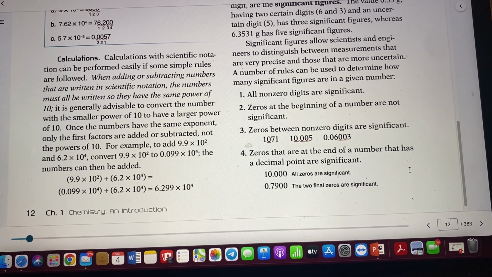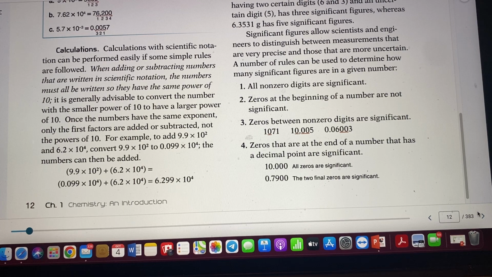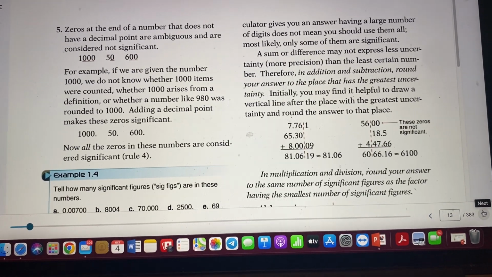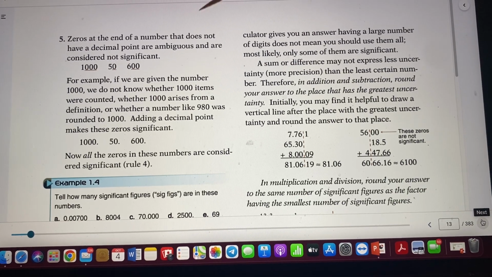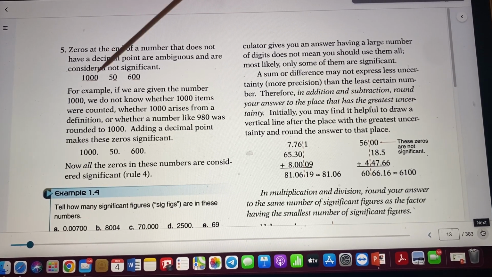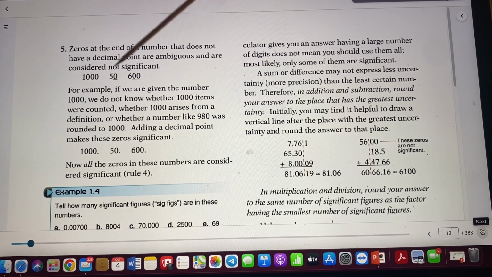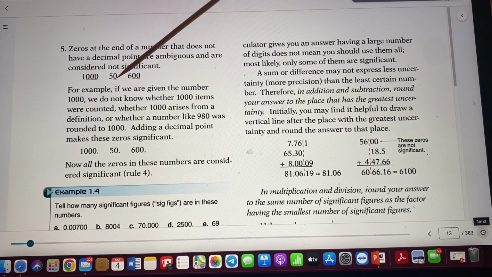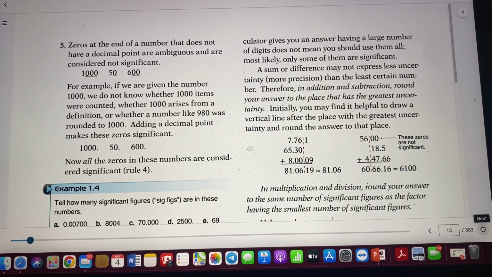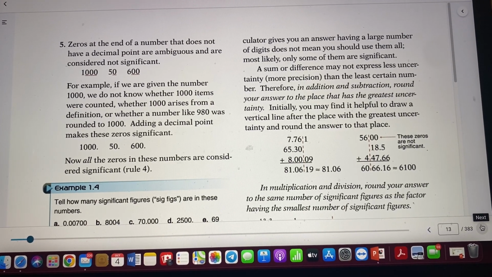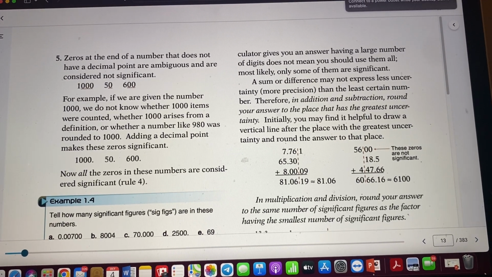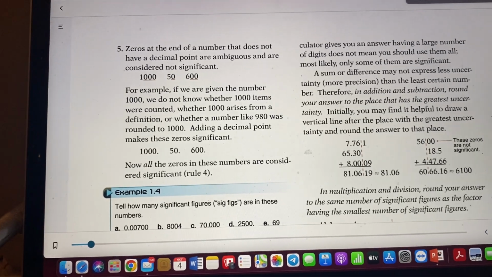So let's go on to the next page here. There's another rule I have to cover. Zeros at the end of a number that does not have a decimal point are not significant. So these 3 zeros in 1,000 are not significant. In this 50, that zero is not significant. So now we have to go by the numbers. Well, let's go through the examples so that we can understand which numbers are significant and how many sig figs each one of these numbers has.